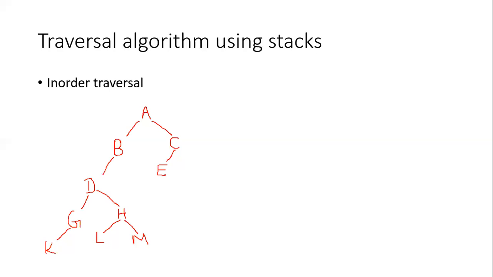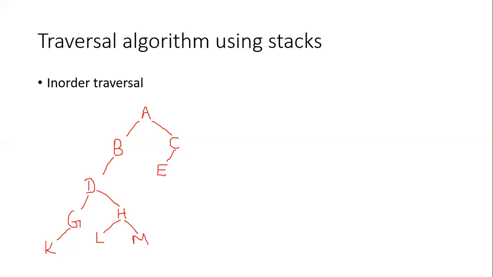Now the principle of in-order traversal is that it processes the root node in between the other nodes. That's why it's called an in-order traversal. In a pre-order, the root node will be processed first, whereas in in-order, the root node will be accessed in between the other nodes.